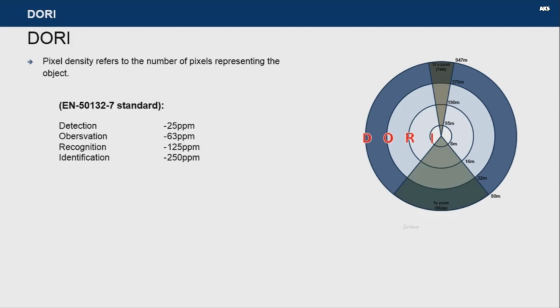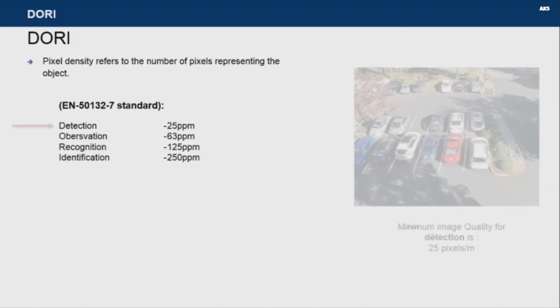As you can see, the standard EN15132 shows exactly how many pixels per meter are needed for each specific requirement.